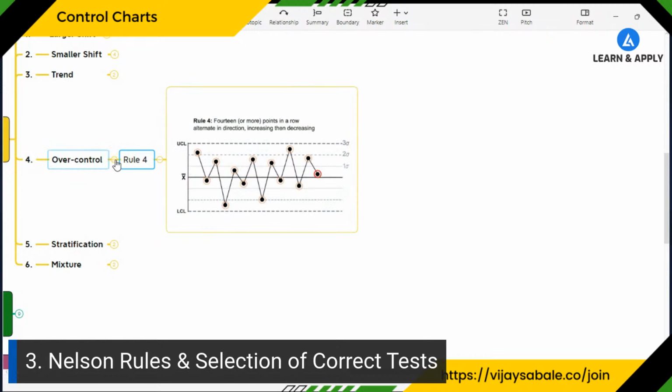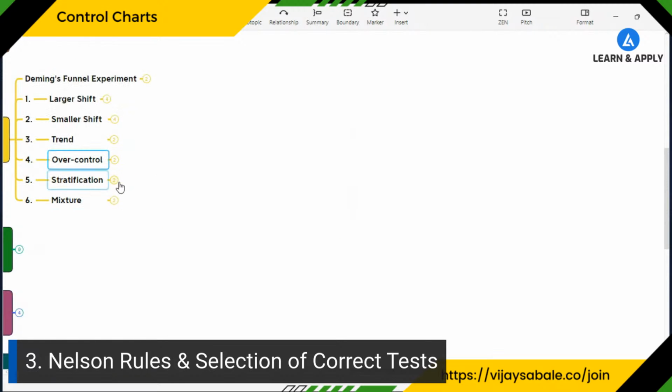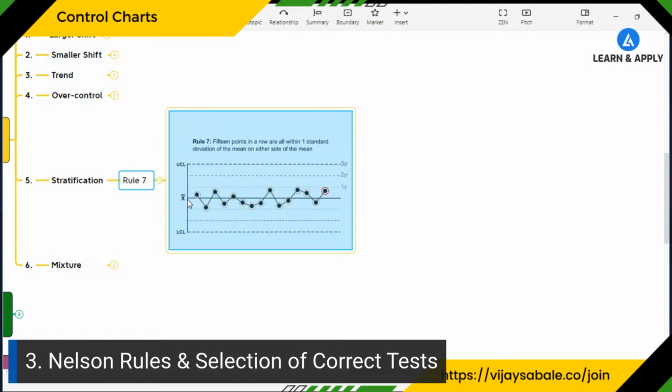Now the fifth category is stratification. As the name indicates, this is indicated by rule number 7, and it is a combination of multiple sources that can be detected when we have 15 points in a row all within 1 standard deviation of the mean on either side of the mean. Now we can say yes, this process looks very good, but we also need to identify why it is so good, right? So again, this is the presence of a special cause. This is called stratification.